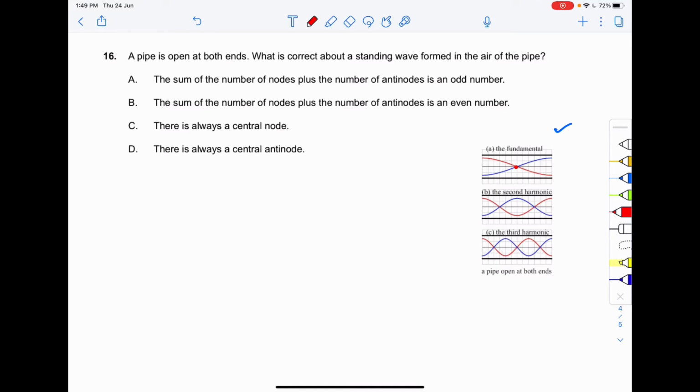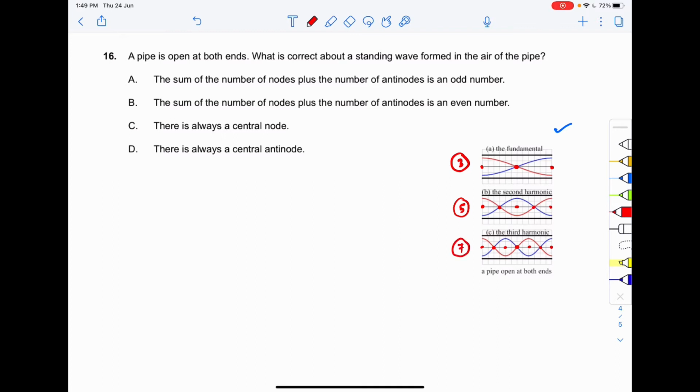So in the fundamental you can see that there is only one node and there are two antinodes, right? So that means in the fundamental the number of nodes plus antinodes is 3. In the second harmonic I can see that the number of nodes is 1, 2, right? And the number of antinodes is 1, 2 and 3, right? So the total number of nodes and antinodes is how much? 5. Now in the third harmonic I can see that the number of nodes is 1, 2, 3 and the number of antinodes is 1, 2, 3, 4. So the total number of nodes and antinodes is 7.